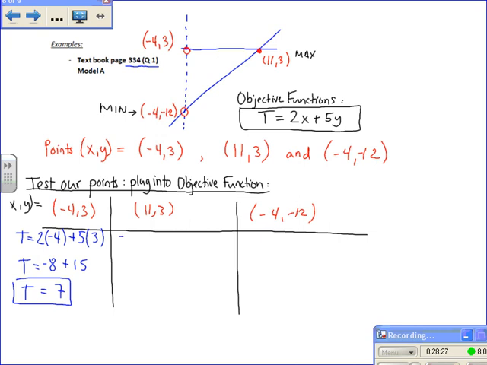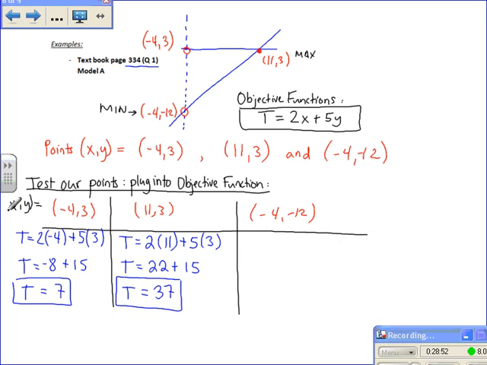The next one will be t is equal to, again, 2x plus 5y. So this time we'll say 2 times 11 plus 5 times 3 instead of y. And that's going to give me 2 times 11 is 22 plus 15. So t is equal to 22 plus 15, which is 37. Okay, and there's my value for the second point.